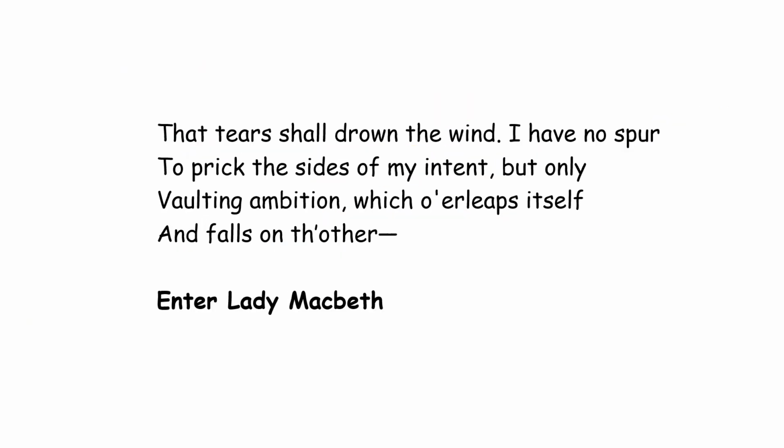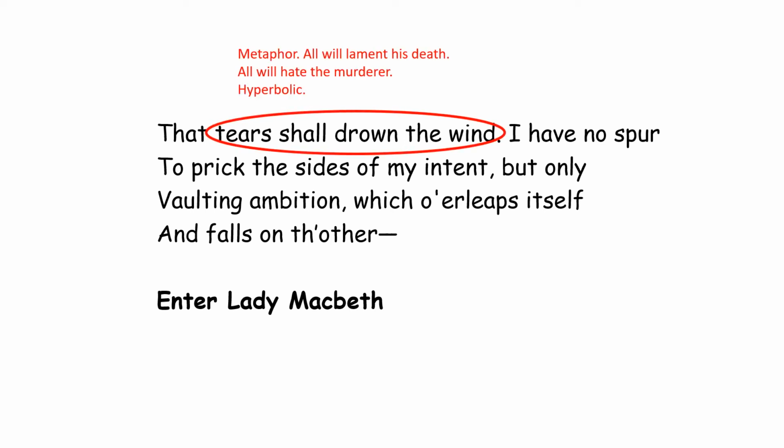The final part of Act 1, Scene 7 continues with that imagery of the eyes, with "that tears shall drown the wind." And what we can see here is this metaphor is being used, of every single person in the country crying, and their tears will wash from their faces. Because everyone will be upset at what's happened. They'll all lament the king's death, and therefore hate the person who has killed the king. So what Macbeth is showing us is that if he does something bad to the king, it only adds to the level of respect that the king had.